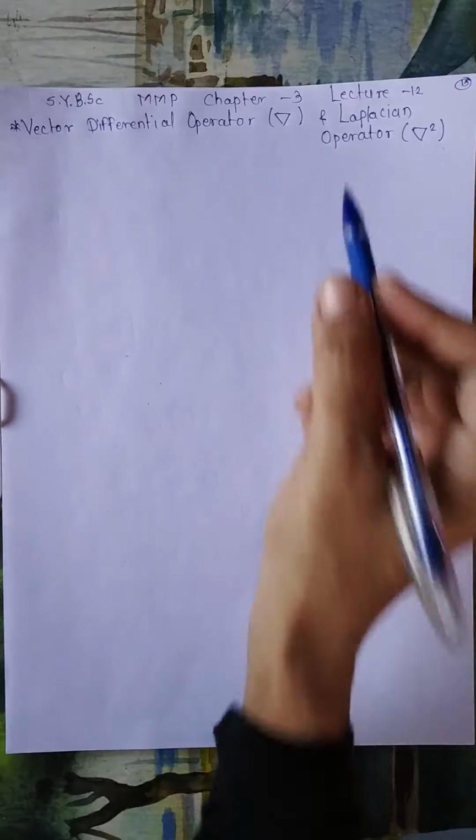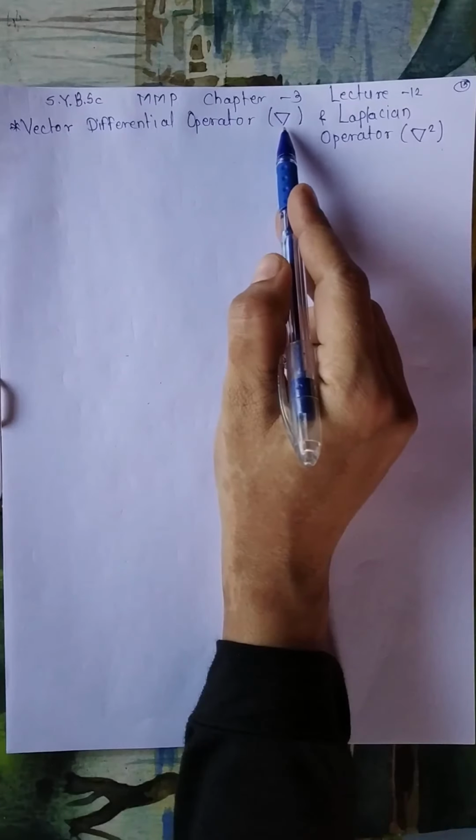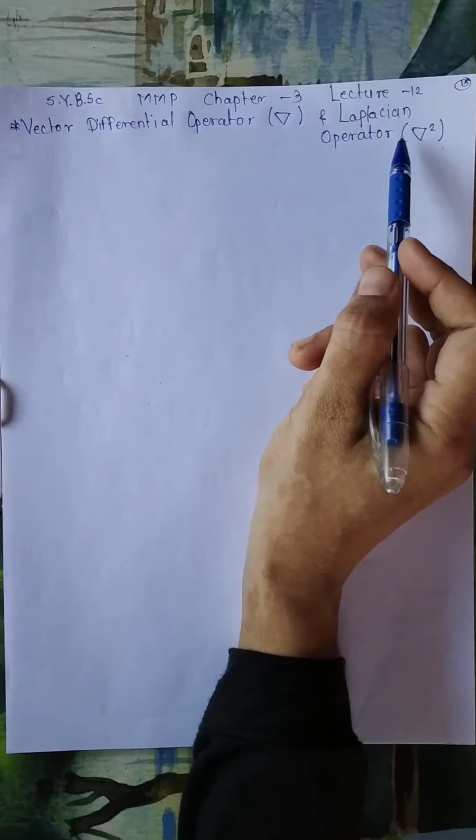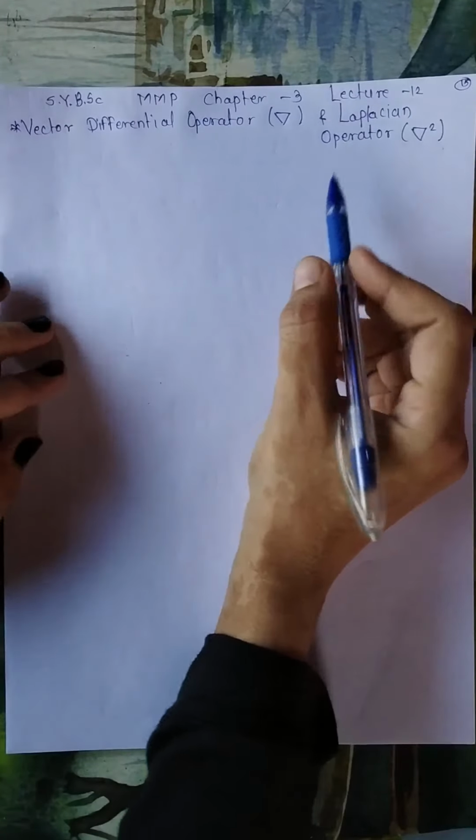Hello everyone. Now we will discuss a vector differential operator and Laplacian operator. A vector differential operator is denoted by del, and the Laplacian operator is denoted by del square. So let's start the discussion.